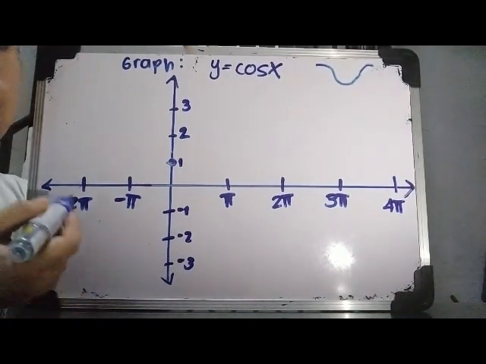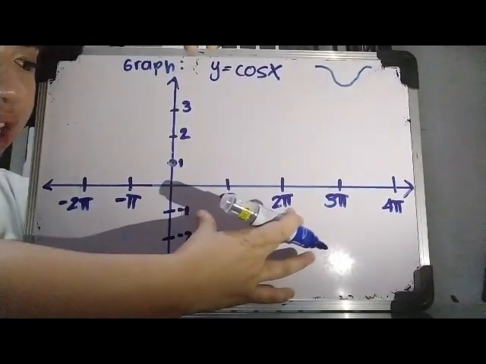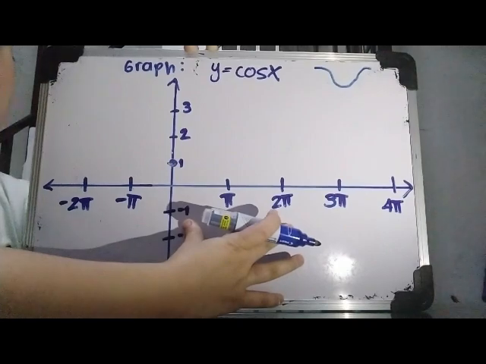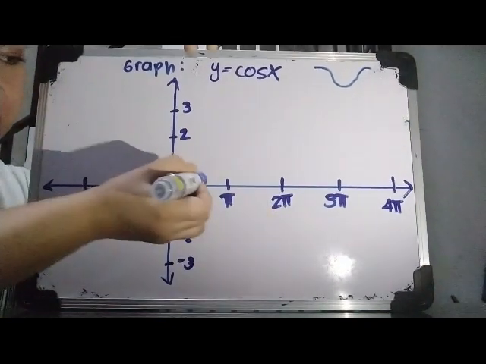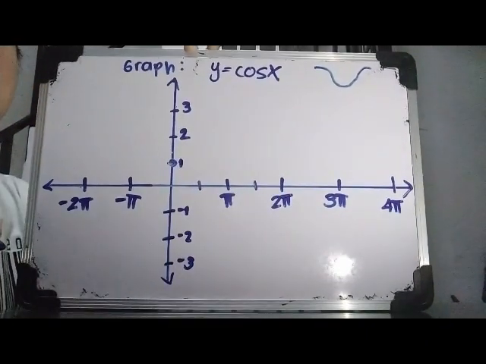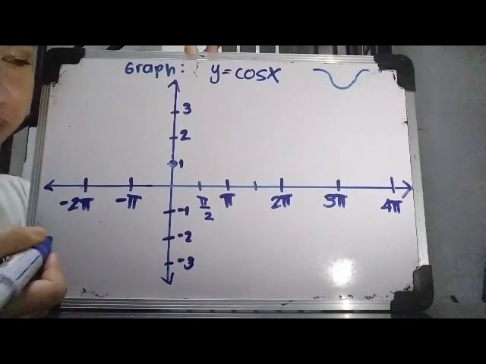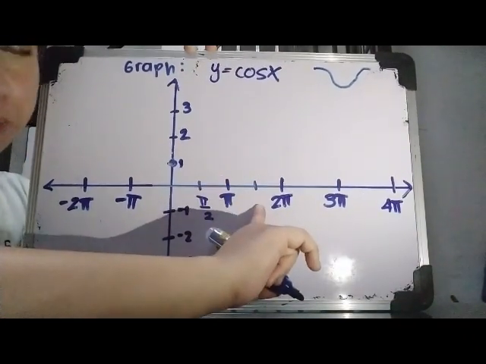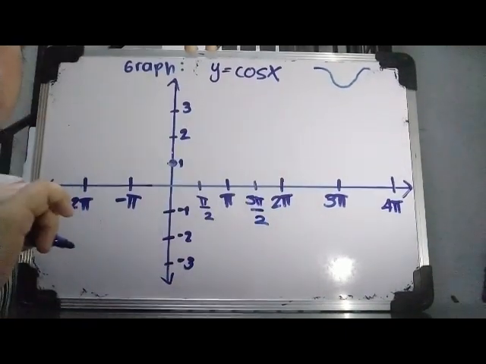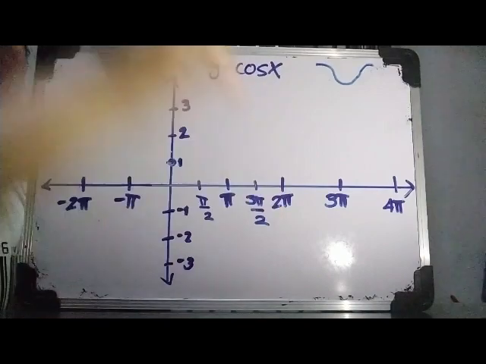Before we continue with our wavy graph, we consider the period, which is 2 pi. Same as what we did with the sine function, we need to divide this segment into 4 partitions: 1, 2, 3, 4. Half of pi is pi over 2, and pi plus pi over 2 gives us 3 pi over 2. Or if you just want to count: 1 pi over 2, 2 pi over 2, 3 pi over 2, and then 4 pi over 2.